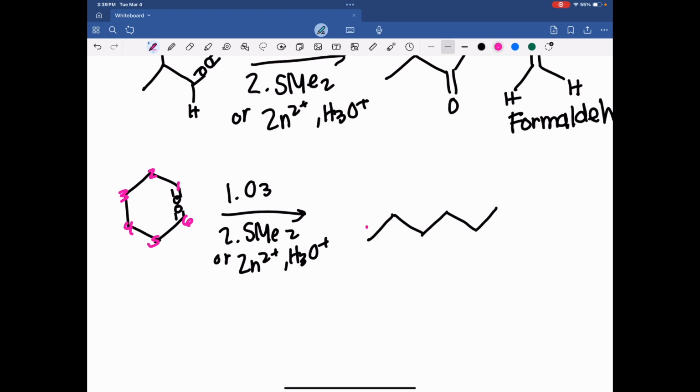And if I number these 1, 2, 3, 4, 5, 6, now I can see on my number 1 carbon, I have this double bond, and then I will draw in my hydrogen. And then on my number 6 carbon, I also have this. So that would be my answer for that one. I believe that is all of the reactions.